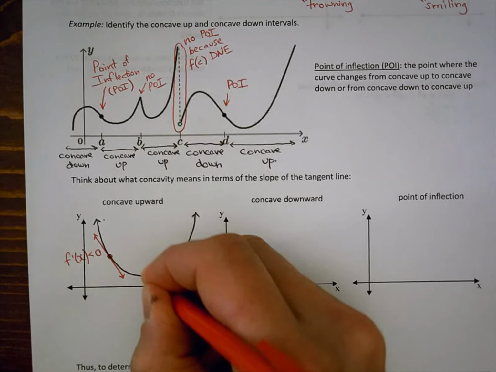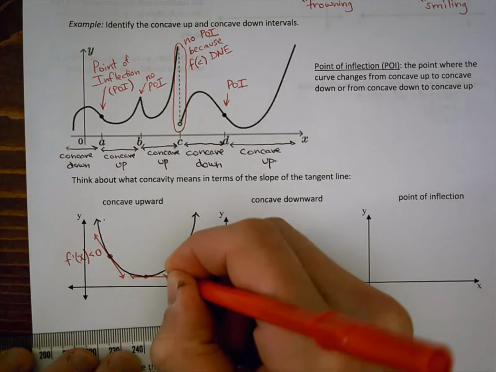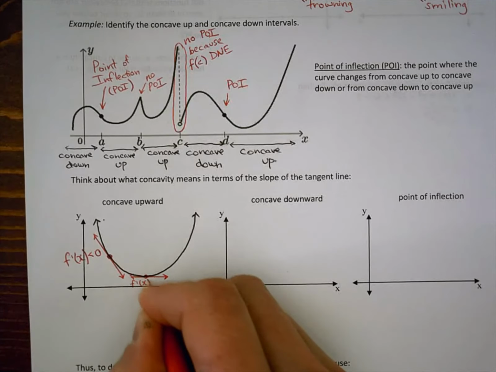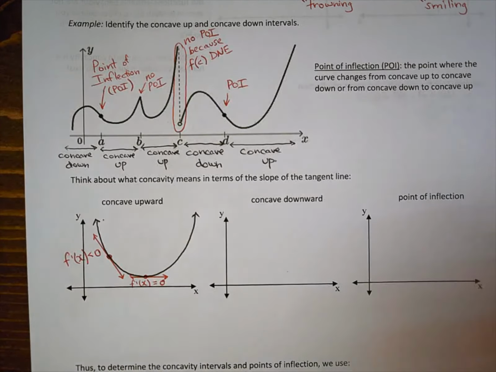And then here, if I drew a tangent line here, well, we know that this is a horizontal tangent line, so the slope is 0, so the derivative is 0 too. And what about here?